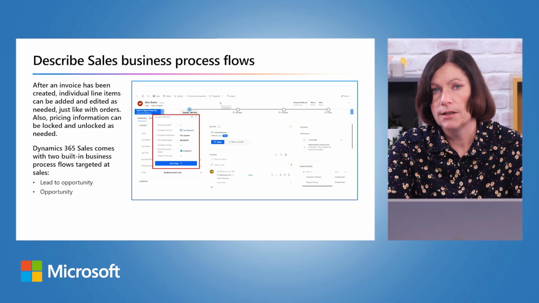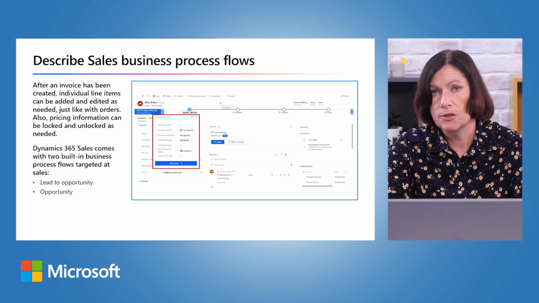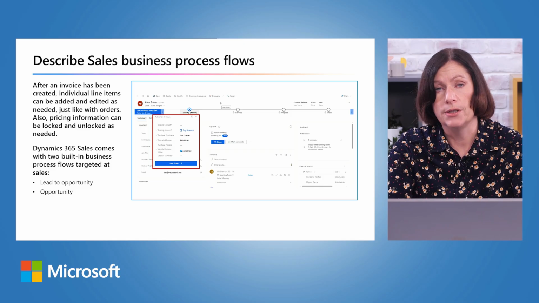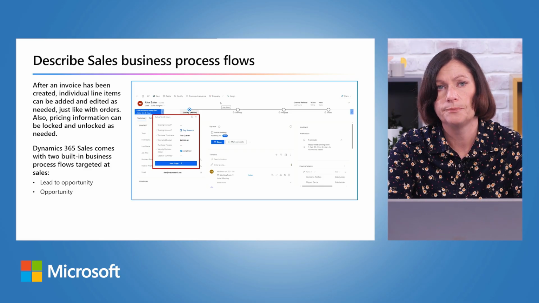Now let's take a quick look at sales business process flows. Out of the box, Dynamics 365 Sales comes with 2 built-in business process flows targeted at sales. Lead to opportunity. This is a sales process consisting of 4 stages: qualify, to develop, to propose, to close, that begins on a lead record and spans through the closing of an opportunity. The opportunity process consists of the same 4 stages as the lead to opportunity process, except it begins when an opportunity is created.